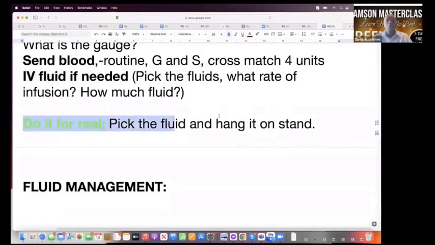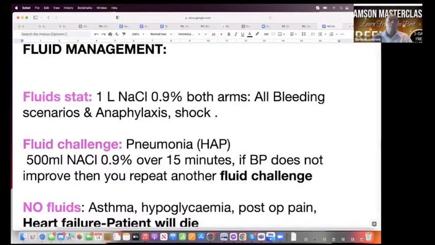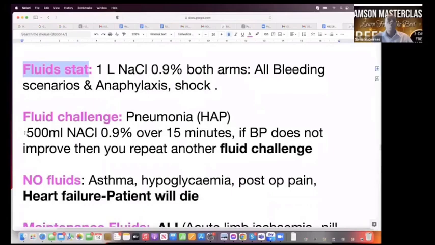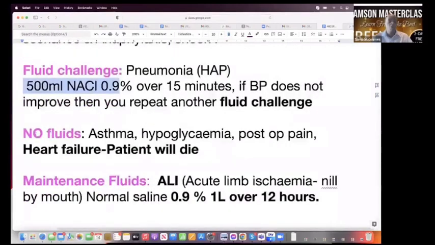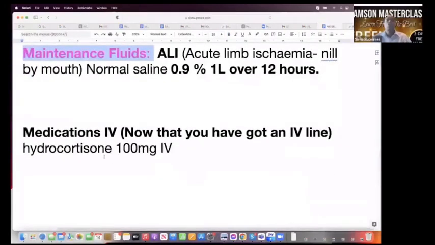Pick up the fluid, place it on the stand, and the examiner may ask, how quickly will you give your fluid? We have discussed that we can give aggressive fluids, start as fast as possible, in all bleeding scenarios and anaphylaxis, a fluid challenge in hospital-acquired pneumonia, no fluid situation, and there is the maintenance situation. Now, you have got an IV line. What else can you do on C, circulation? You give IV medication. For example, in asthma, you may give hydrocortisone 100 milligrams IV, yeah? Good.